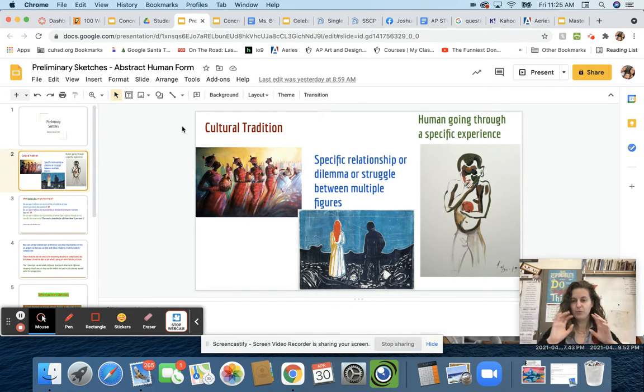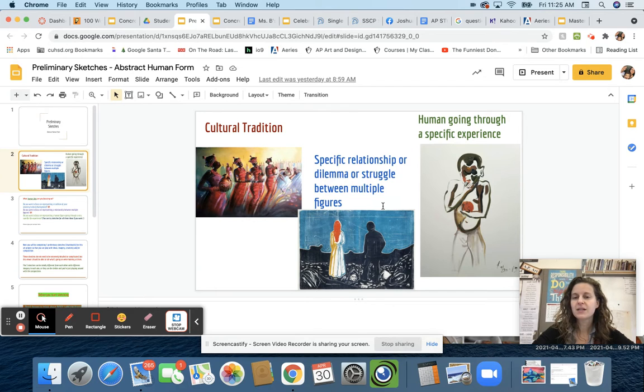If you want to do something maybe with multiple figures, that's always interesting to do. Do something with multiple figures and try to establish and represent a relationship between them or some sort of dilemma or struggle or something like that. That's always very interesting to do too, because as a viewer, I'm sitting here looking at this example right here and going, what's going on between those two? I can't tell. Let me try and find some clues. It's always kind of interesting to do that. So you can do that.